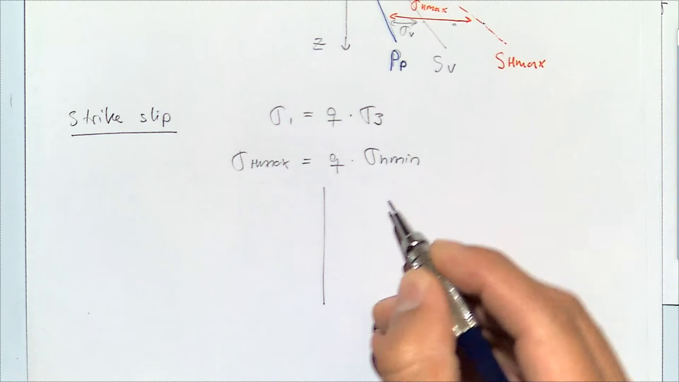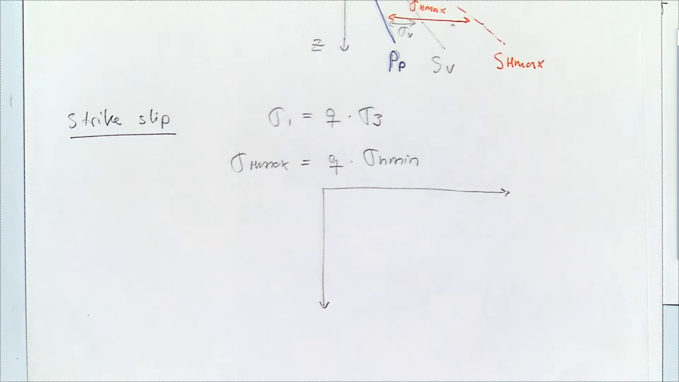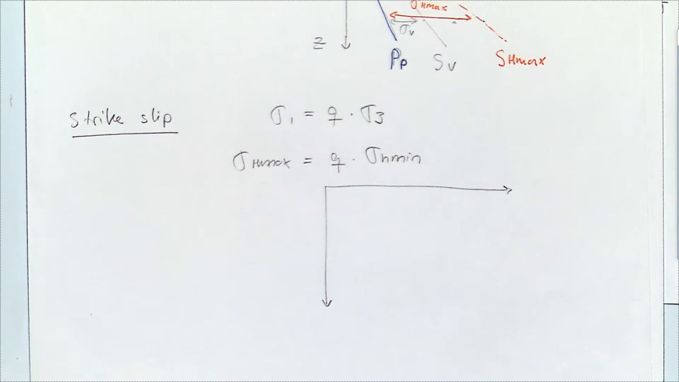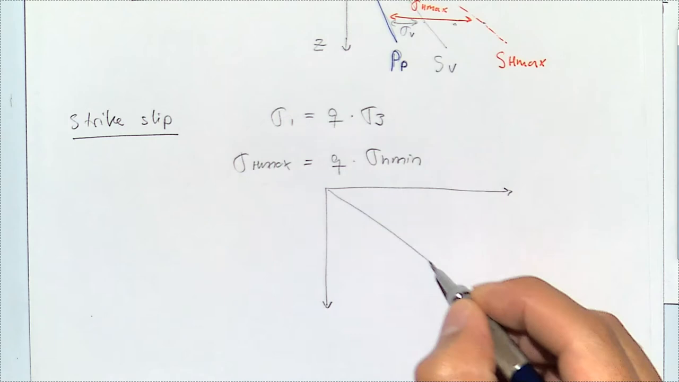This technique sometimes is very useful to estimate what is the value of SH max based on sigma H min. But remember that not all the times we know sigma H min. We know what is sigma V or SV. We know what pore pressure is. But most times we don't know what sigma H min is. But for this example, we're going to assume it. That this is SV.